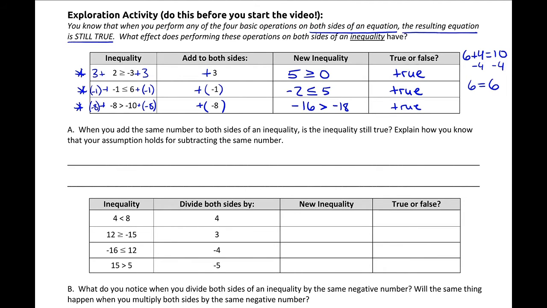So let's look at question A here. When you add the same number to both sides of an inequality, is the inequality still true? And we got true in every case. So yes, it is still true. And explain how we know that the assumption would still hold for subtraction.